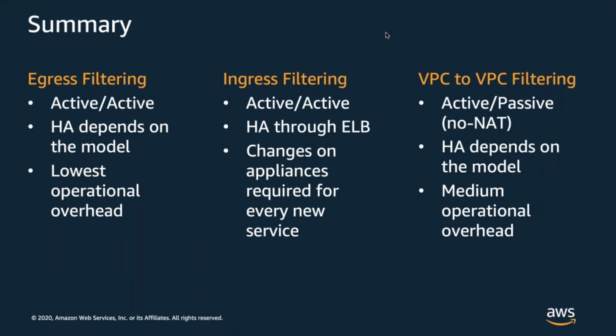So if we compare the three models side by side, egress filtering, it's actually a really good practice to do. Pretty simple to set up. You can have your firewalls in active-active scenario. The high availability will depend on the model you select, but usually it's the VPN or the VPC model. And there's not a lot of operational overhead. You might configure the firewalls once, or if they're used for URL filtering, and you don't really have to go back to them very often.